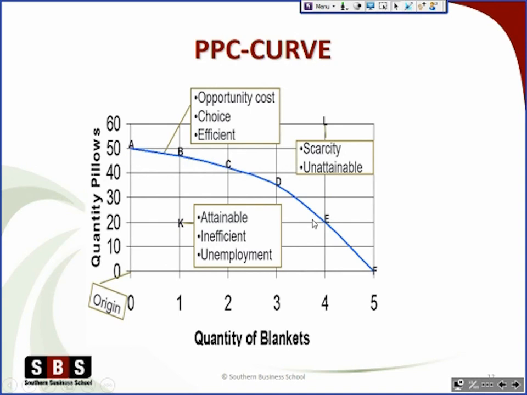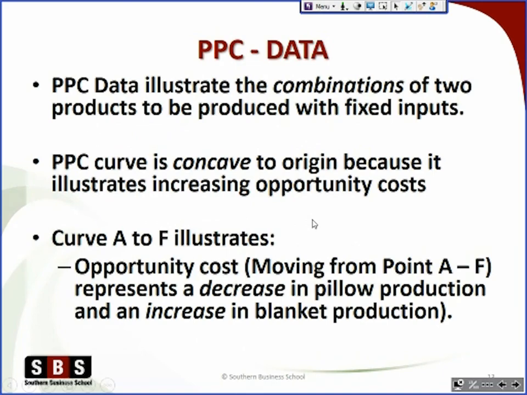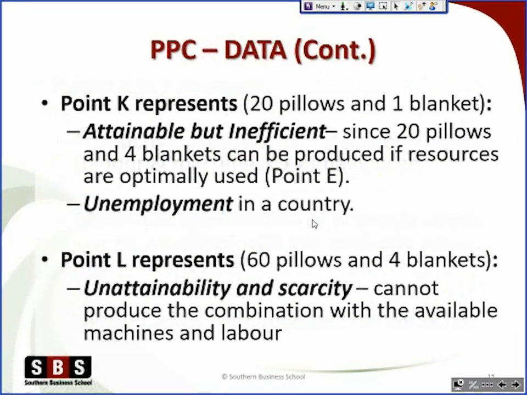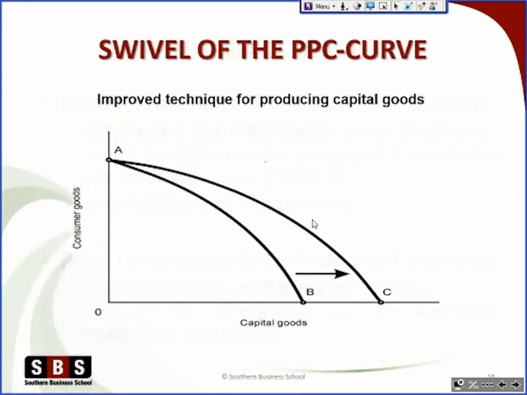And then I just want to stress that anywhere on the curve is efficient. It can be any combination between pillows and blankets or any products, product A and product B. So if you stay on the curve, then you're efficient. There's point K and point L, we've gone through that in detail.